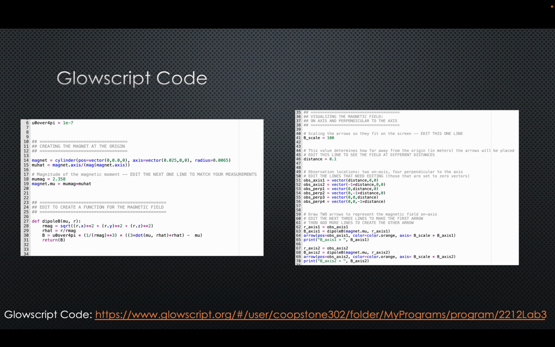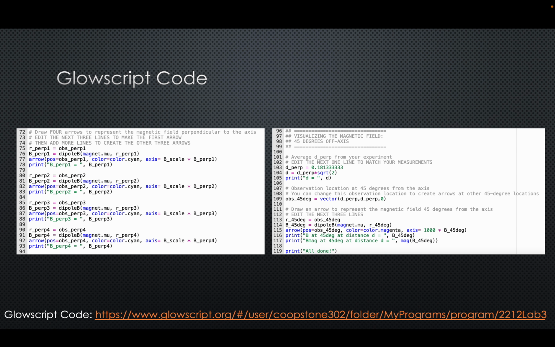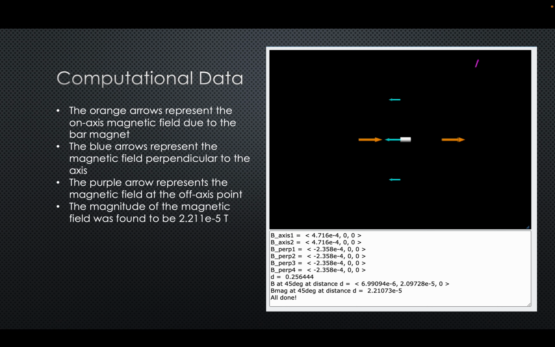Here's some of my GlowScript code. You can see me setting the constants, defining the function, and creating arrows to represent the objects and magnetic field. And then I created more arrows here as well to represent the magnetic field. And also, as you can see on the right, I determined the magnitude of the magnetic field according to the newer equation and printed it. And this was the result of that.